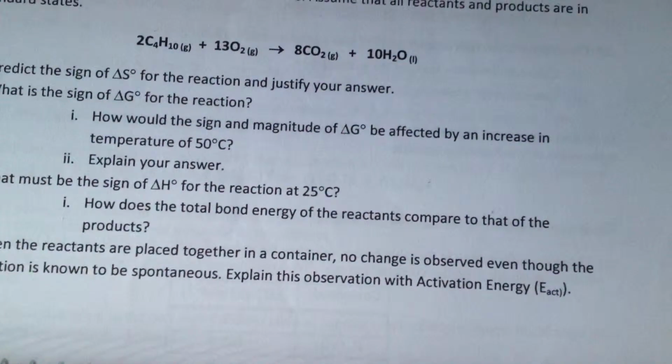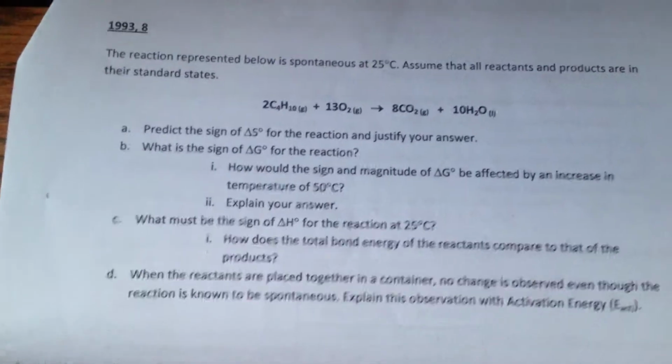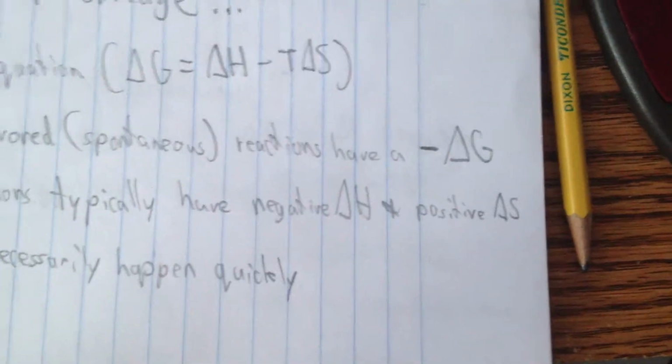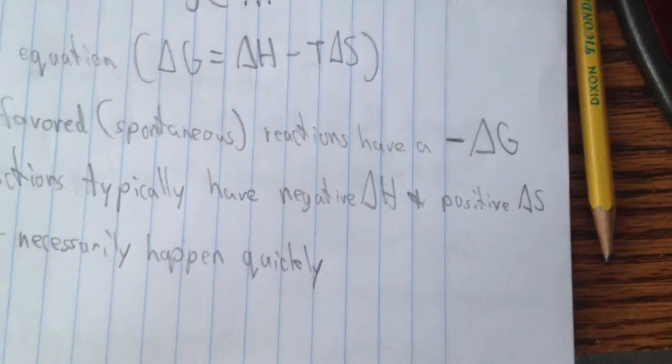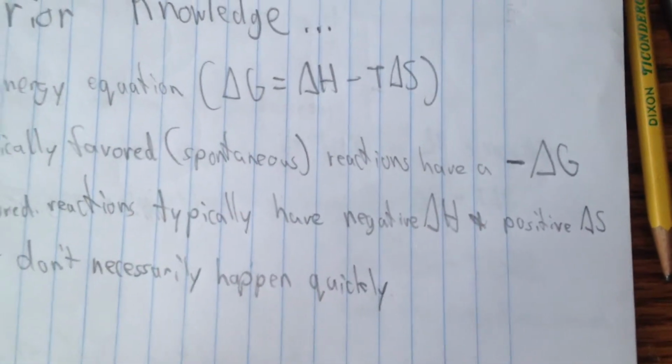Part C. What must be the sign of delta H for the reaction at 25 degrees Celsius? How does the total bond energy of the reactants compare to that of the products? Going back to our prior knowledge, we know that the reaction is spontaneous, and therefore, favored reactions typically have a negative delta H value and a positive delta S value. Since we know the delta S value is negative, this means that the delta H value must be negative. So for Part C, delta H is negative at 25 degrees Celsius as the reaction is spontaneous. And since negative T delta S yields a positive value, delta H must be negative to reverse that value.